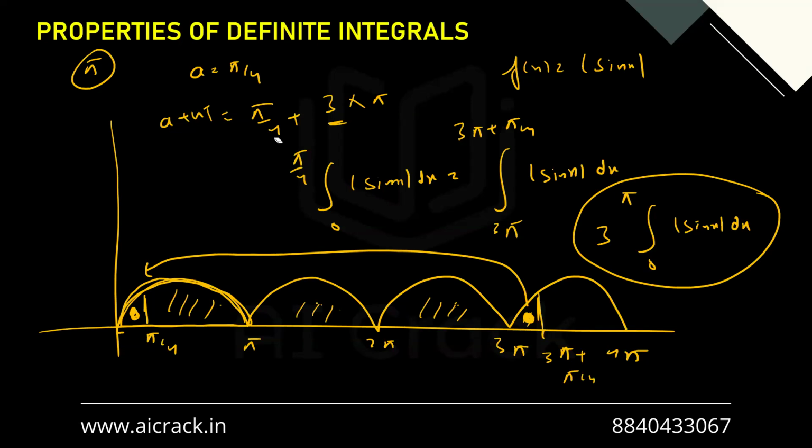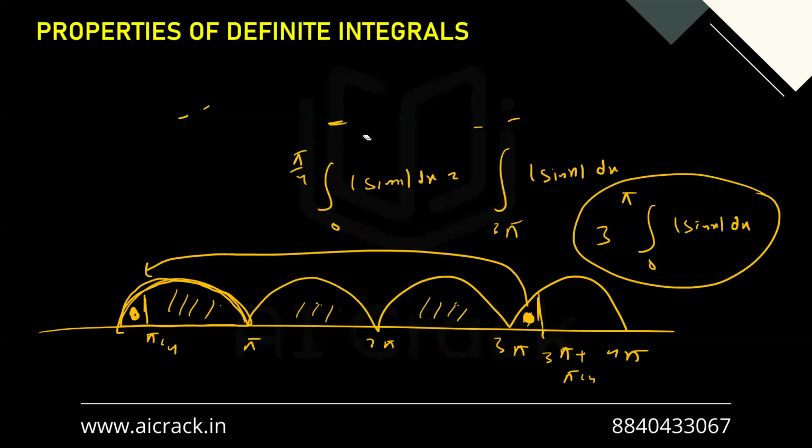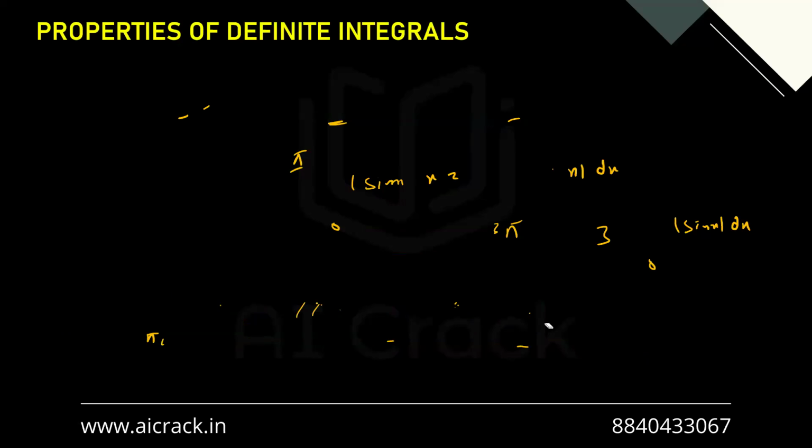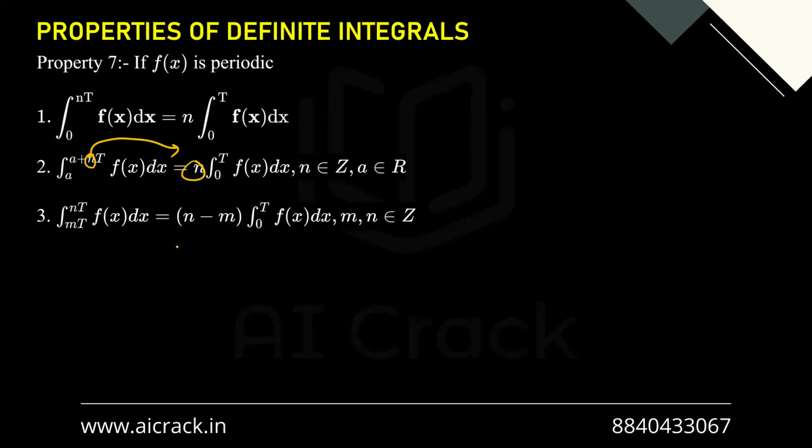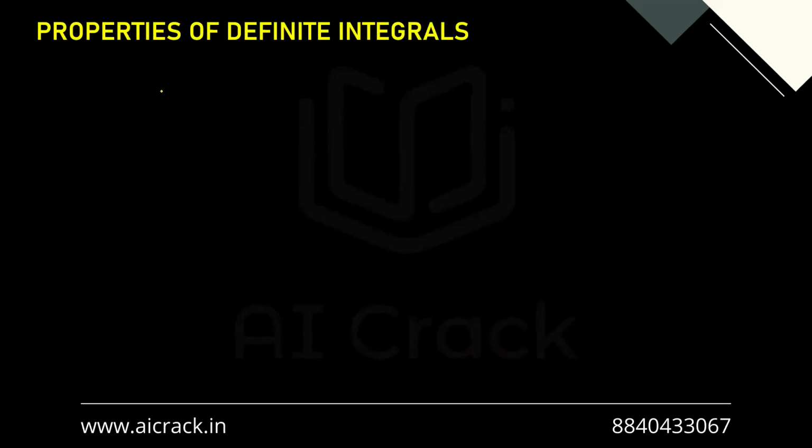Now let's talk about property number 3. So property 3 says integral mt to nt f(x) dx equals n minus m times integral 0 to t f(x) dx, where m and n belong to integers, right? So let's try to understand that with the help of an example.